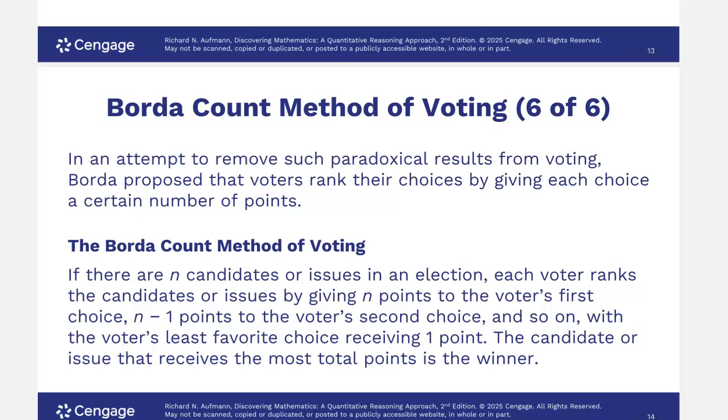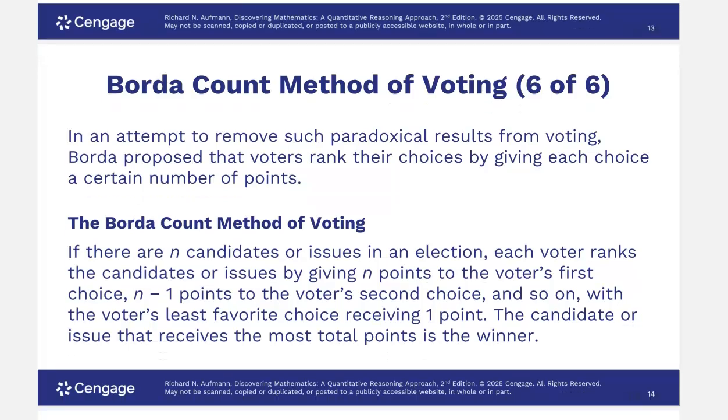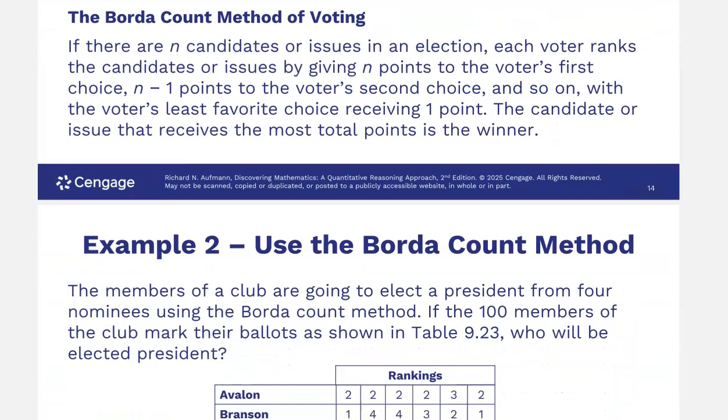So if there are N candidates or issues on an election, each voter is going to rank the candidates or issues by giving N points to the voter's first choice, and then we're going to subtract a point. N minus 1 points to the voter's second choice, and so on until the least favorite choice is going to receive 1 point. The candidate or issue that receives the most total points is going to be a winner. So we're doing this on a ranking type scale.